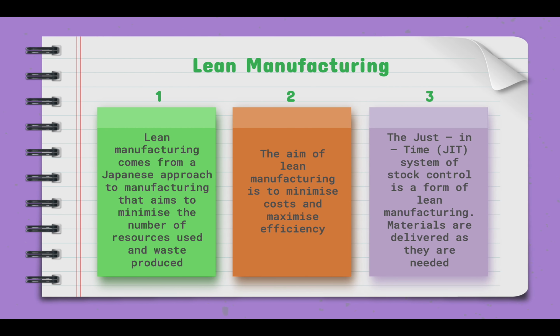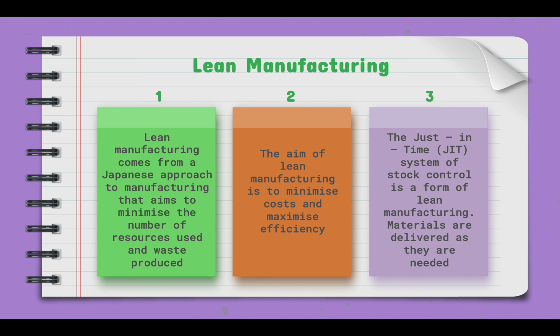Another method of manufacturing that can help maximize efficiency is the use of lean manufacturing. Lean manufacturing comes from a Japanese approach to manufacturing that aims to minimize the amount of resources used and the amount of waste produced. The aim of lean manufacturing is to minimize costs and maximize efficiency.